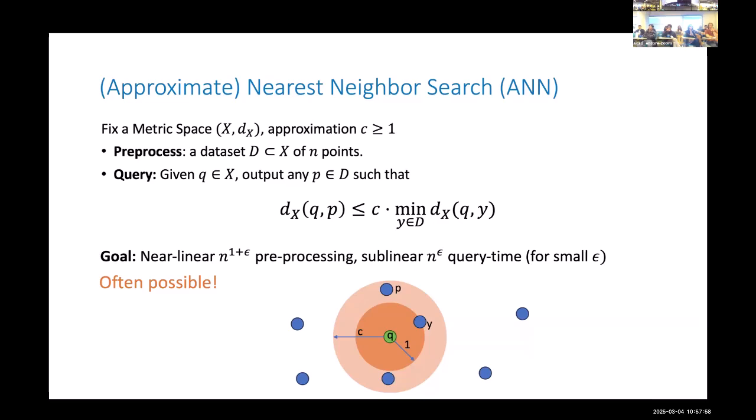This isn't going to be that important for the talk, but the gold standard you can think of is a nearly linear time algorithm in pre-processing. So for some small epsilon, perhaps depending on the constant c, n to the 1 plus epsilon pre-processing time, and then sublinear, n to the epsilon query time algorithms. This is what I think of as the gold standard, and this is indeed possible for many measures.